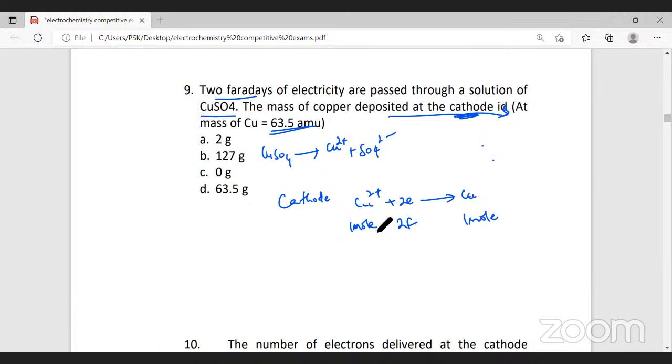This is copper metal in neutral charge, and this is Cu2+ ions. So 1 mole of Cu2+ ions requires 2 Faradays to get 1 mole of copper. The question says 2 Faradays of electricity is passed through a solution of copper sulfate. 1 mole of Cu2+ consumes 2 Faradays of charge, therefore you get 1 mole of copper. The atomic mass of copper is 63.5, so the amount of copper deposited at the cathode is 63.5. The answer is option D. Did you follow this?